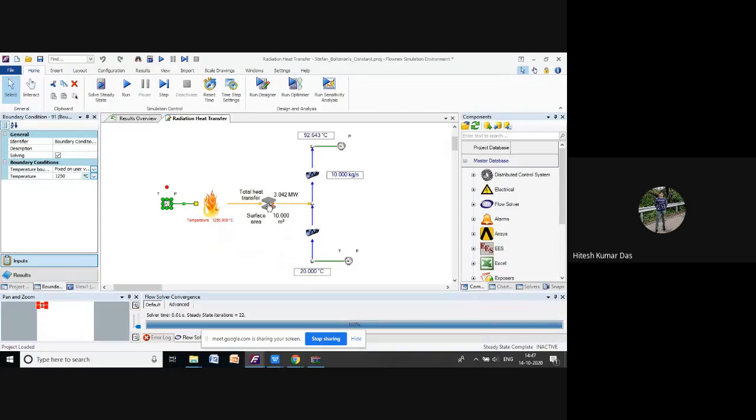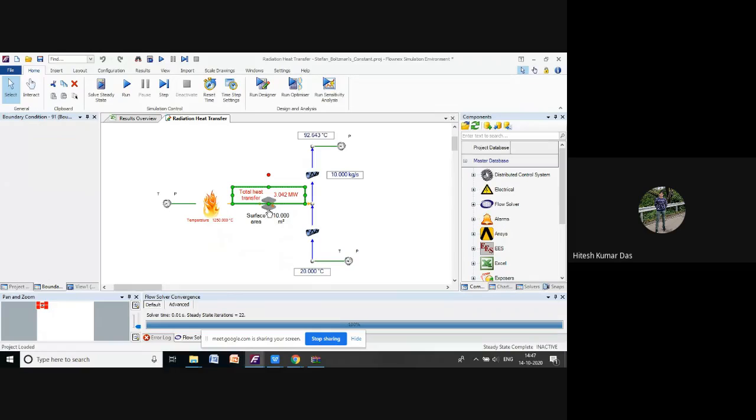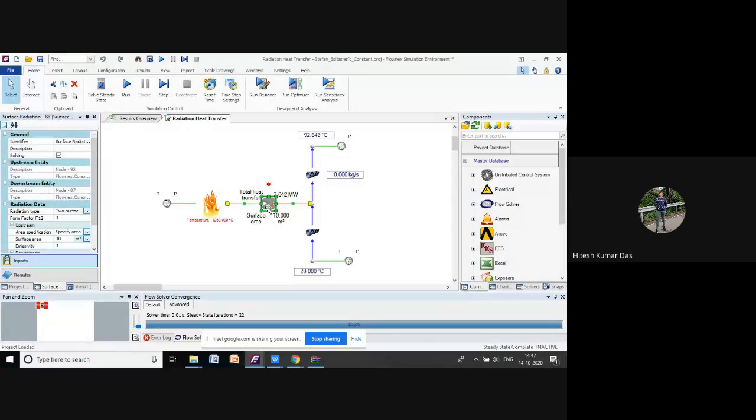Next, we'll go for surface radiation. You can see this component we have used for surface radiation. We used the surface radiation element in Flownex to model radiation heat transfer between two solid nodes, or between a solid node and a flow node, or between two flow nodes. This heat transfer we have used here for radiation.